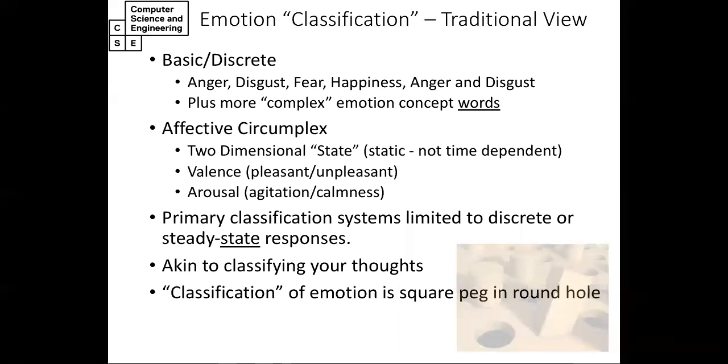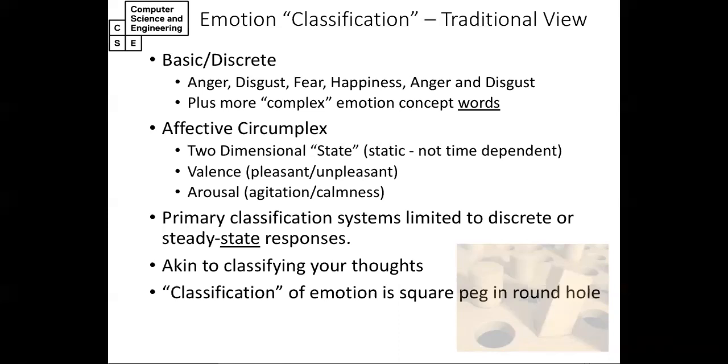The second view doesn't use discrete terms. It's called the affective circumplex, and what it does is project your emotional state into a two-dimensional axis, like an XY axis. In that XY axis, the X coordinate might be valence, and the Y coordinate might be arousal. I've seen it flipped in different ways.